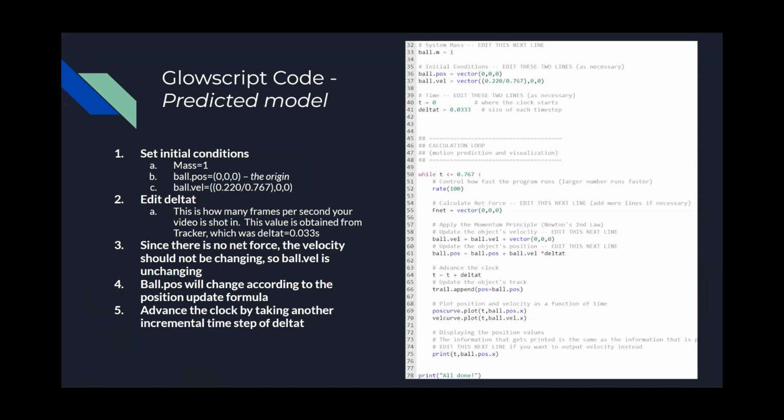As for our predicted model, we used GlowScript code. So we set our initial conditions, such as the mass, the position, which is zero, and the initial velocity. Then we edit our delta t, which is how many frames per second our video is shot in. This value is obtained from Tracker. For example, my delta t was 0.033 seconds. Since there is no net force, the velocity should not be changing. So ball.velocity is unchanging as well. Ball.position will be changing according to the position update formula, and we advance the clock by taking another incremental time step of delta t.